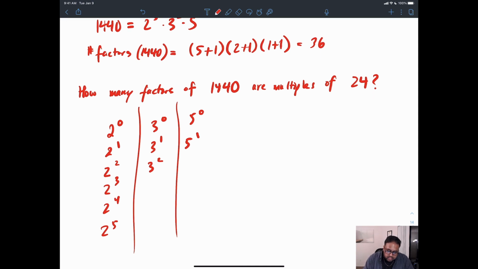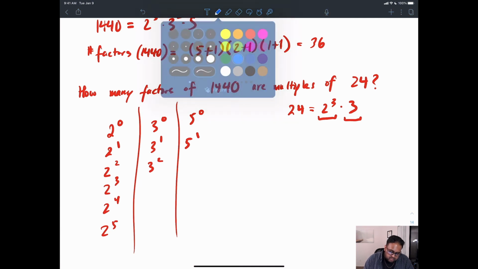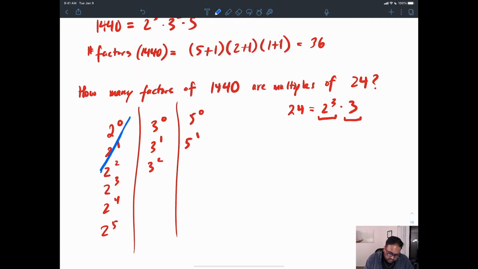Okay, so these are all the options I have for 2's, 3's, and 5's, but note that 24 I can write as 2 cubed times 3. So in order for a factor of 1440 to be a multiple of 24, it has to have at least 3 2's in it and at least 1 3 in it. By that I mean some of these options no longer exist. Right? If it only, say, for example, has a factor of 2 squared, it's not going to be a multiple of 24. Right? It needs to have a factor of 2 cubed, or 8, to be a multiple of 24.